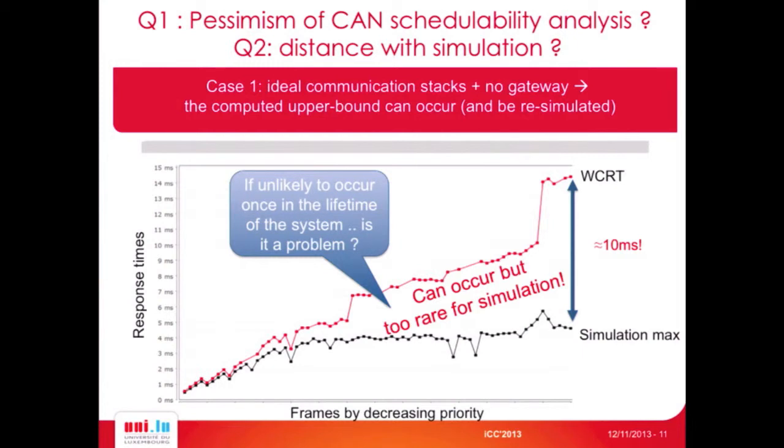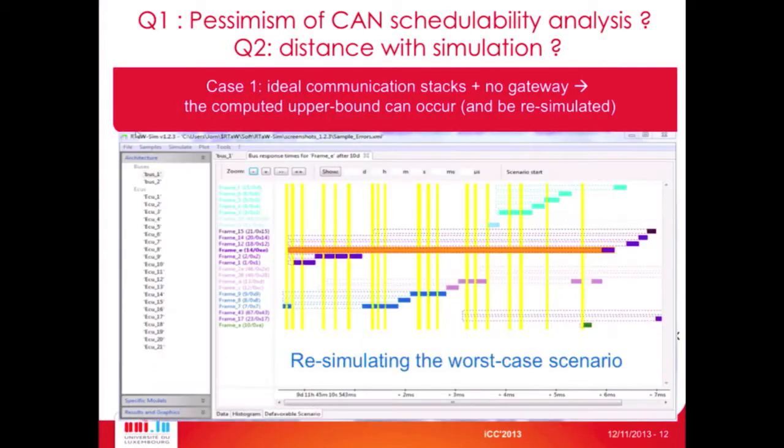But if it's unlikely to occur once in the lifetime of a system, is it really a problem? Well, that's up to the system designer to answer such a question, but at least it should be asked. As I told you, it's possible to resimulate the situation leading to the worst case response time in the ideal case without gateway. And we can resimulate, and we see that actually those worst case response times can happen.